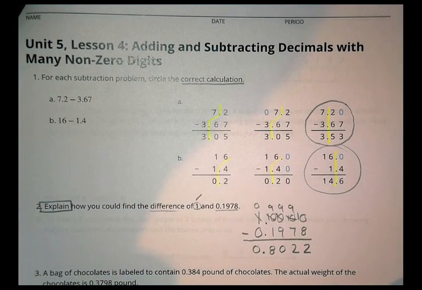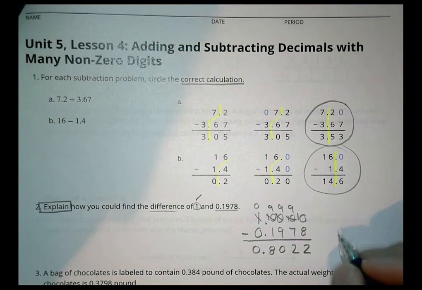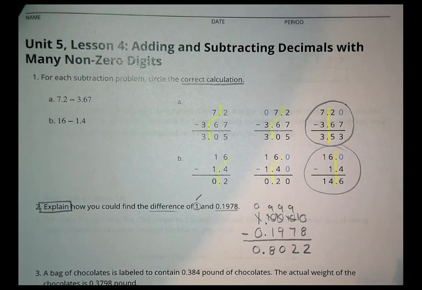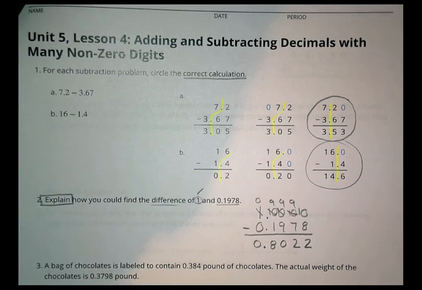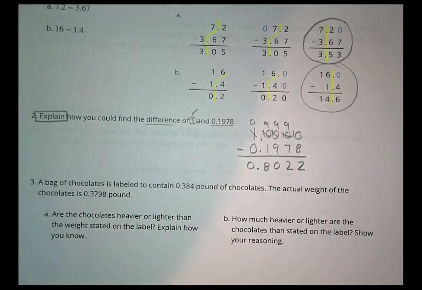So 0.8022. Okay, so again, the words you want to use are regrouping or unbundling or decomposing, decompressing, composing, those all work well. Number 3.